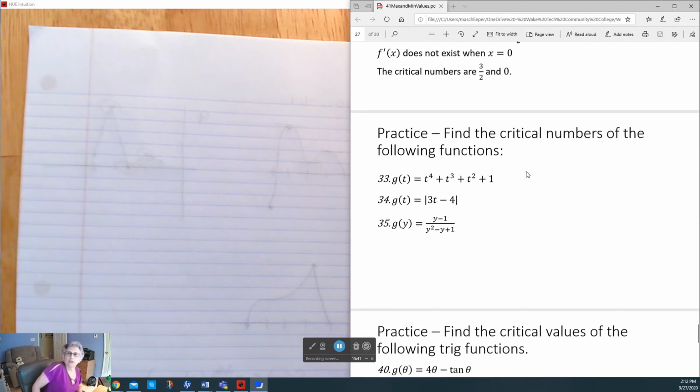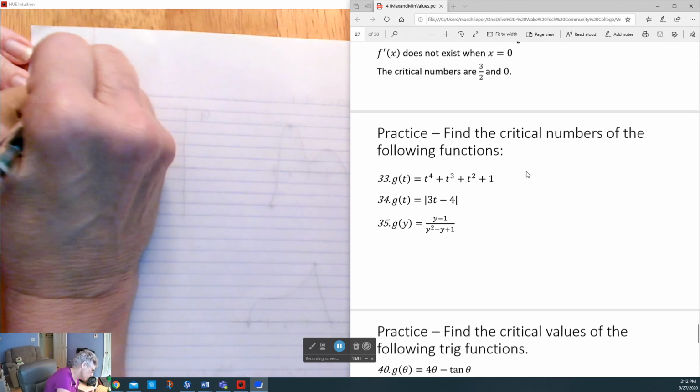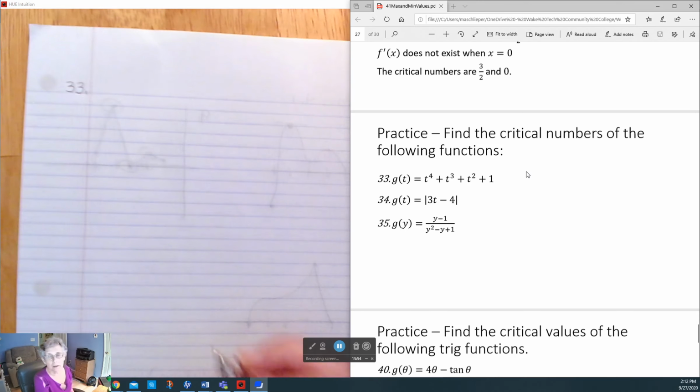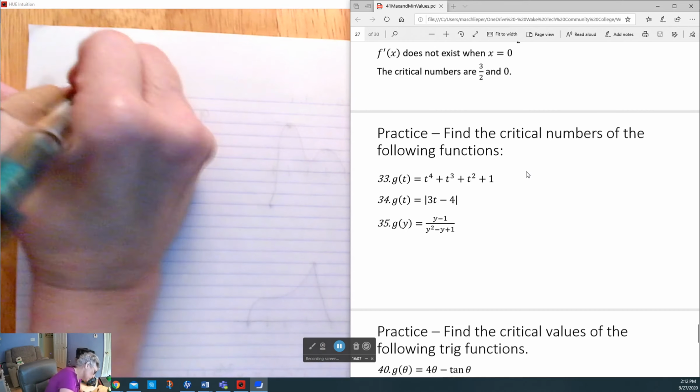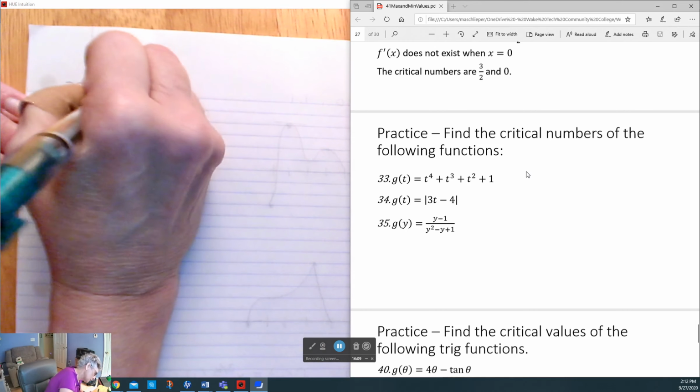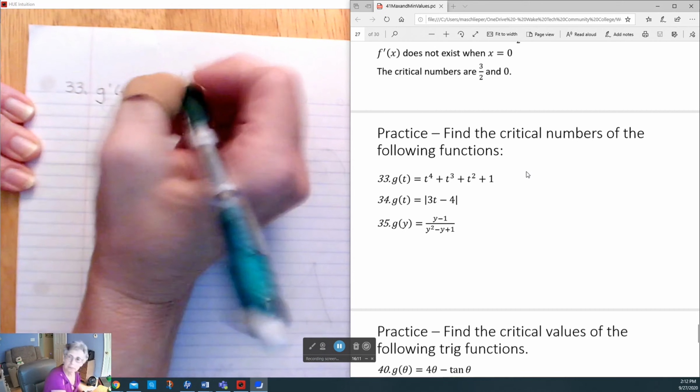Number 33, critical numbers of the following functions. So first thing you ask yourself, are there any places where the derivative does not exist? For number 33, no. It's a polynomial. Polynomials are differentiable everywhere. So you set the derivative equal to 0. Let's take the derivative like we're supposed to do.